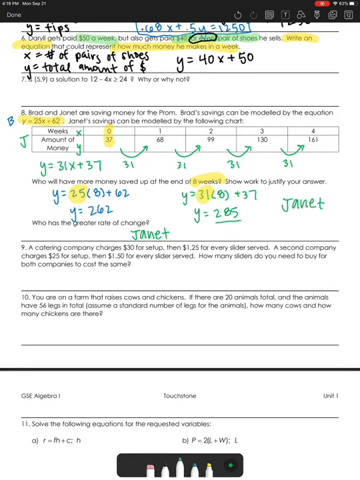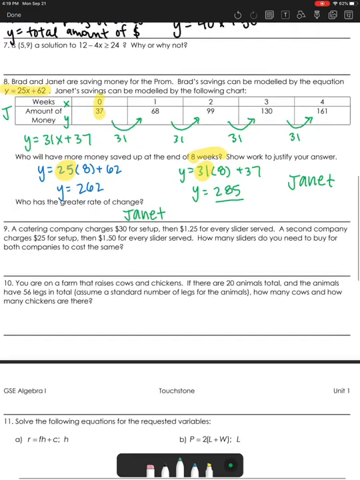Okay, so another word problem. I know you guys love word problems, which is why I'm spending so much time on them and explaining them. Number 9 says a catering company charges $30 for setup, then $1.25 for every slider served. A second company charges $25 for setup, then $1.50 for every slider served. How many sliders do you need to buy for both companies to cost the same? Okay, cool.